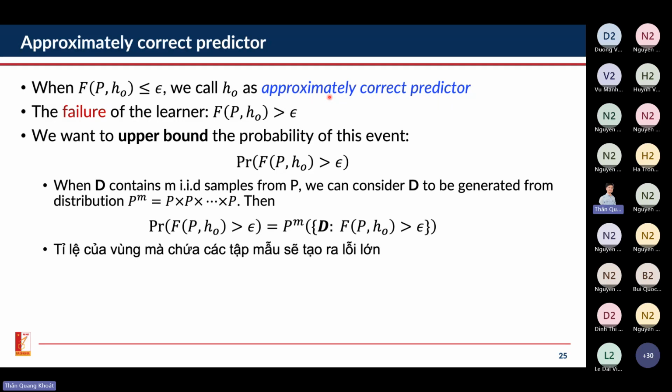Okay. So in theory, if we want to estimate the error, we want to estimate epsilon, right? One way is we can upper bound the probability of this event, the event that the population error is greater than epsilon. What is that probability? Okay.